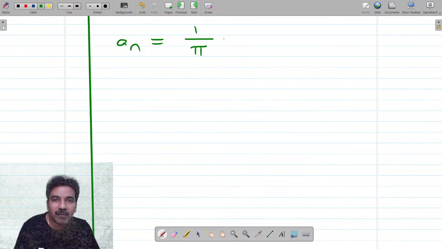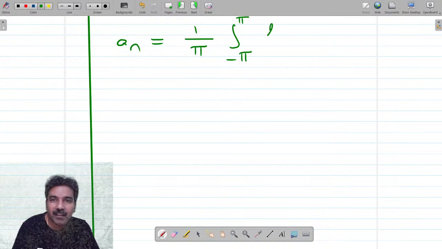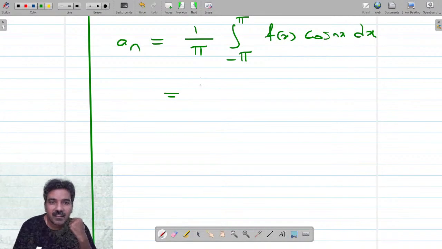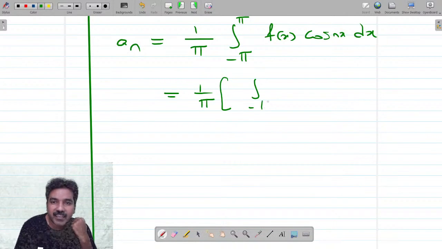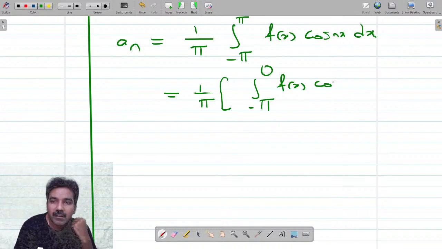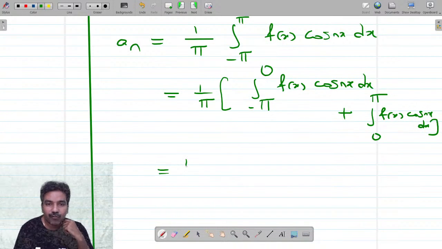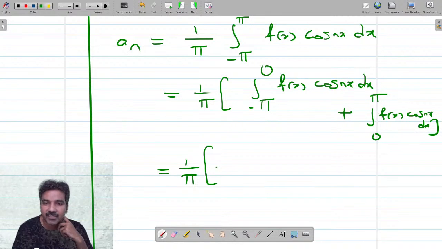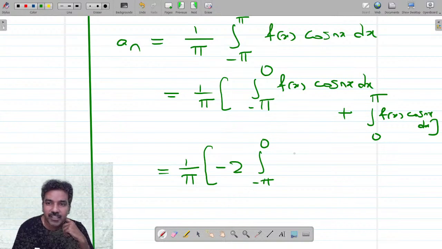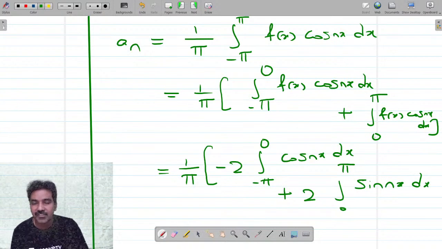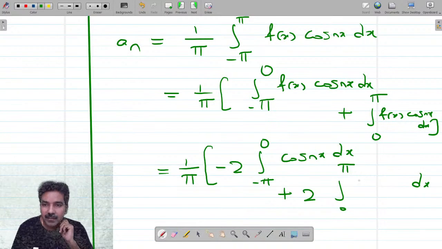Here the an formula is 1 by pi into integral from minus pi to plus pi of f of x into cos nx dx. Let us apply the same structure. This is 1 by pi into, again split the integration, from minus pi to 0, f of x into cos nx dx, plus 0 to pi, f of x into cos nx dx. So from minus pi to 0 it is minus 2, so I am writing minus 2 into integral minus pi to 0 cos nx dx plus 2 into integral 0 to pi cos nx dx. Sorry, I wrote sin nx earlier; this is cos nx. Let me correct this.